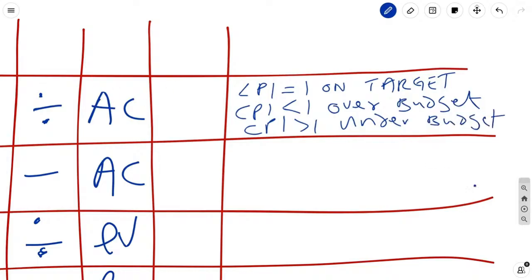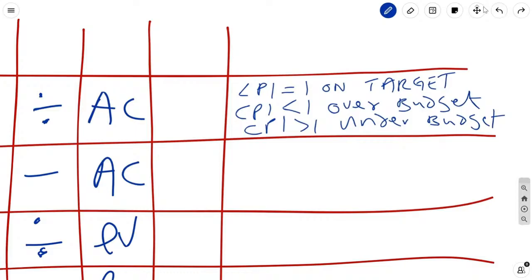So I normally summarize this as follows. Equal to 1, on target. Greater than 1 is good. Less than 1 is bad. When you have this as a default, it just helps you. Greater than 1 is good, under budget, good. Less than 1, over budget, bad. Equal to 1, on target. So it's either on, over, or under.